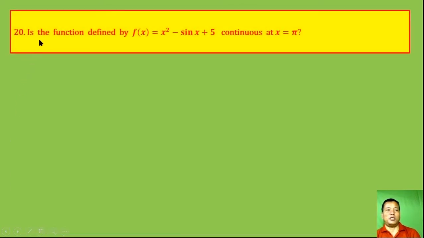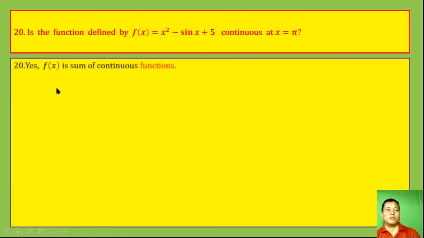Question number 20. Is the function defined by f of x equal to x square minus sin x plus 5 continuous at x equal to pi? Yes, f of x is a sum of continuous functions. As x square is a polynomial function, it is continuous, sin x is a continuous function, and the sum of continuous functions is again continuous.